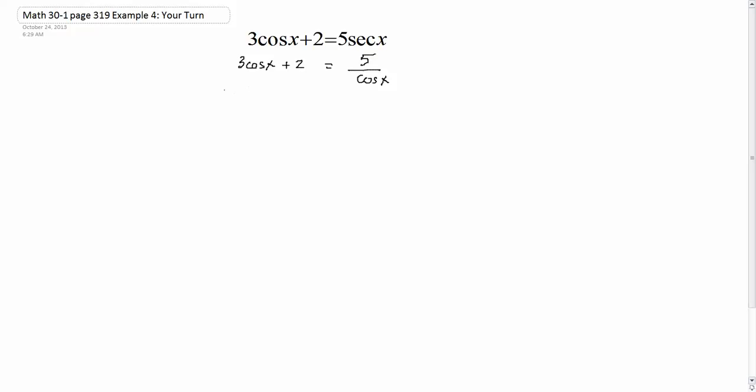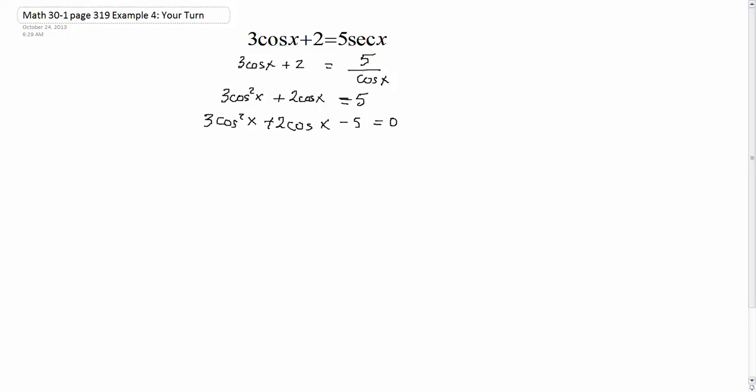When we do that, we get 3 cos x times cos x, or 3 cos squared x, plus 2 cos x is equal to 5. And so we remove the fraction, or the denominator, which is nice, and we can see that we've got a quadratic equation. We're going to bring the 5 across, so we set our equation equal to 0. We've got 3 cos squared x plus 2 cos x minus 5 equals 0.